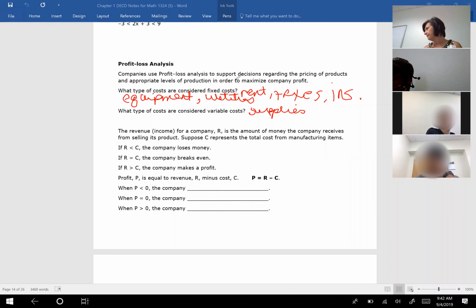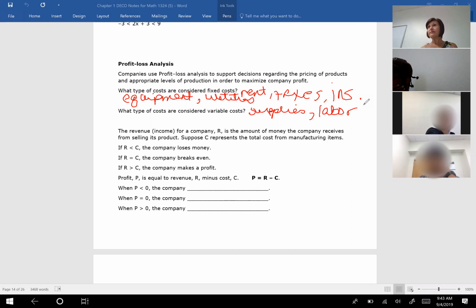Did you think something else? There you go. Wages or labor, we'll put it that way. Now I'm going to put that variable, but again, that could be fixed if, say, you've got salaried employees that you're going to have to pay regardless of whether anything gets sold or not. If you've got people that you're hiring by the hour to work when you need them to work, that's going to be more of a variable cost. I won't be paying that unless I actually have something for them to do. So there's a lot of different types of expenses you'd have to be aware of.